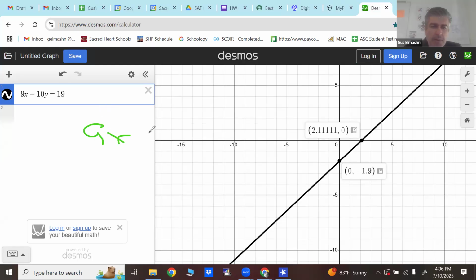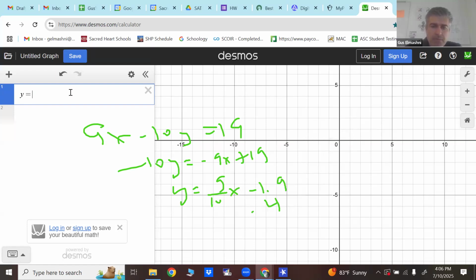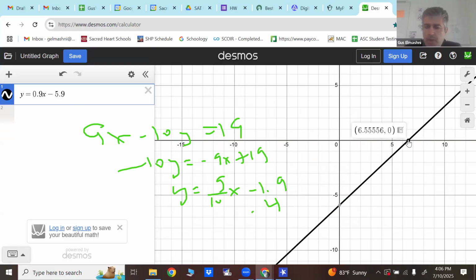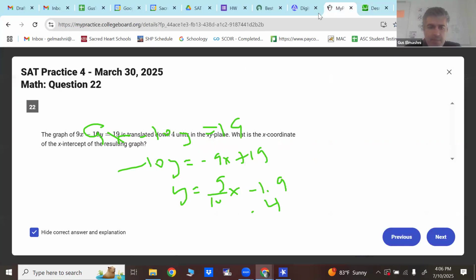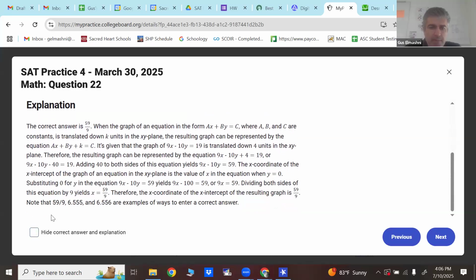I think what I would do personally is isolate y, get it into y equals mx plus b form, divide by negative 10, and then subtract 4 to get it down 4 units. And that's your new x-intercept, 6.555 repeating. And that's what we have, 6.556, or they would accept 6.555 repeating.